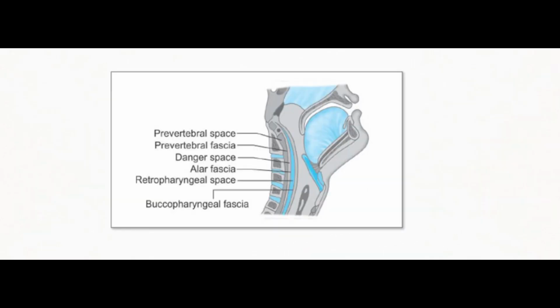Buccopharyngeal fascia covers the superior constrictor muscle externally and extends on the superficial aspect of the buccinator muscle. Pharyngobasilar fascia is specially thickened between the upper border of the superior constrictor and the base of the skull. It lies deep to the pharyngeal space.